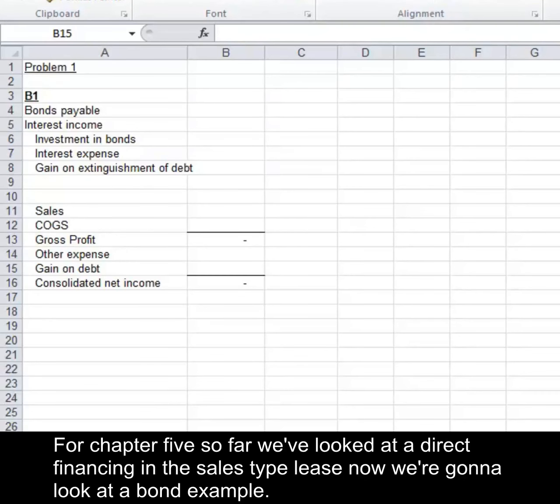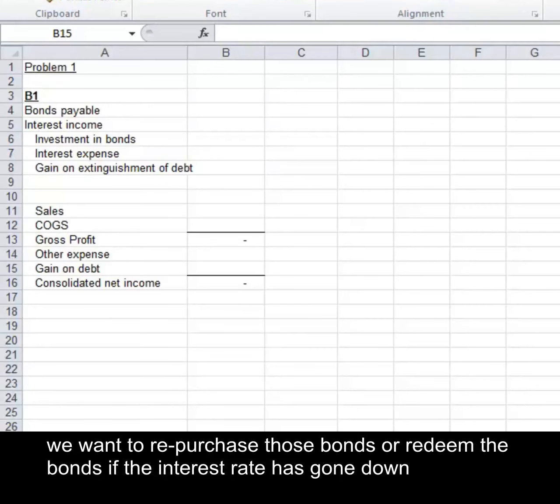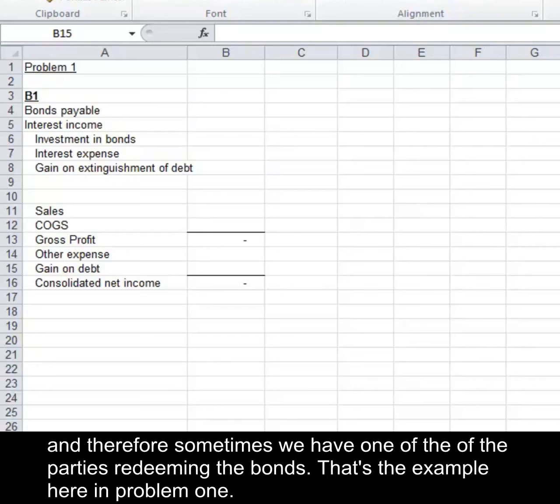For Chapter 5 so far, we've looked at a direct financing and a sales type lease. Now we're going to look at a bond example. When one of the parties has bonds outstanding, often it's the sub, we want to repurchase or redeem those bonds if the interest rate has gone down, and therefore sometimes we have one of the other parties redeeming the bonds. That's the example here in problem 1.